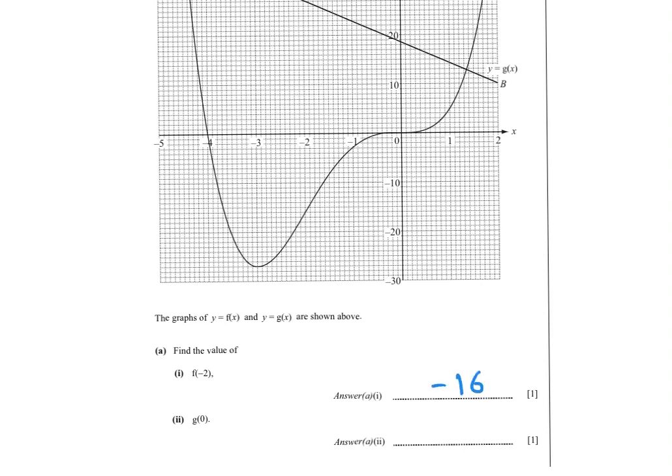Negative 16. The next one, I need g(0). This is for a line, because the line is g(x). Where is x equals 0? This is x equals 0. Then go up to g(x). You will find approximately 10, 11, 12, approximately 18. Yes, approximately 18, because I talk about g(x), this line. So when x equals 0, g(0) equals approximately 18. So you can write 18.